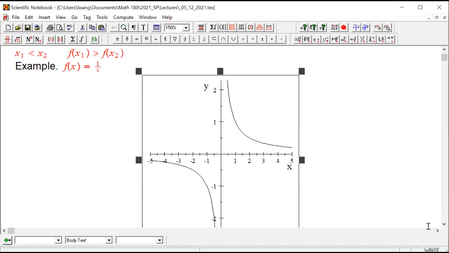Decreasing. As x is getting larger, y is getting smaller. But there are 2 pieces, right? This piece is decreasing and this piece is decreasing. So this function is decreasing. Say we talk about this piece, the positive piece.